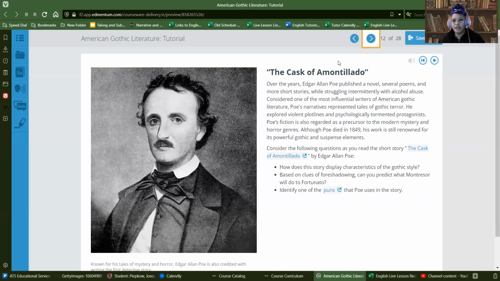Based on the clues for foreshadowing, can you predict what Montresor, that's one of the characters, will do to Fortunato? So they want you to keep this in mind while you are reading. Once you get to the point where you know who Montresor is and who Fortunato is, they want you to try to make a prediction about what's going to happen before you get to the end. And then it says, identify one of the puns that Poe uses in the story.